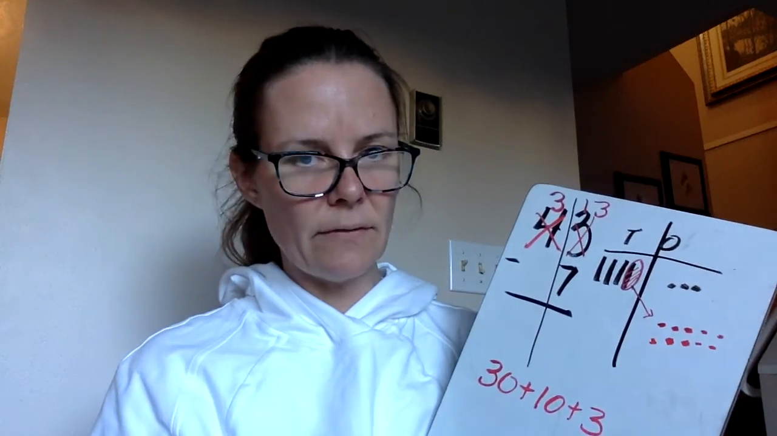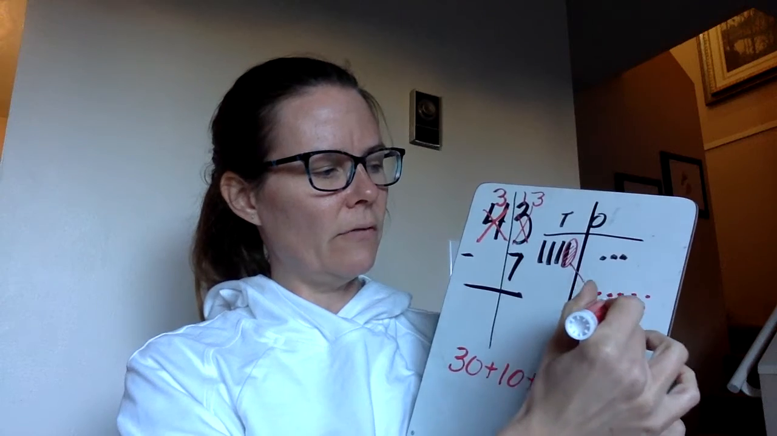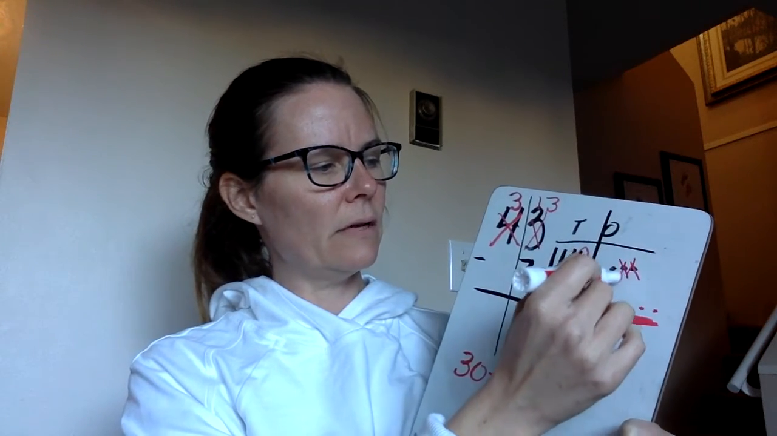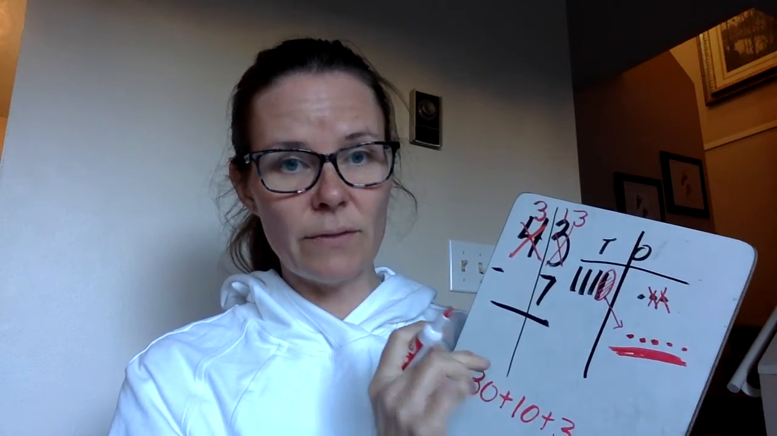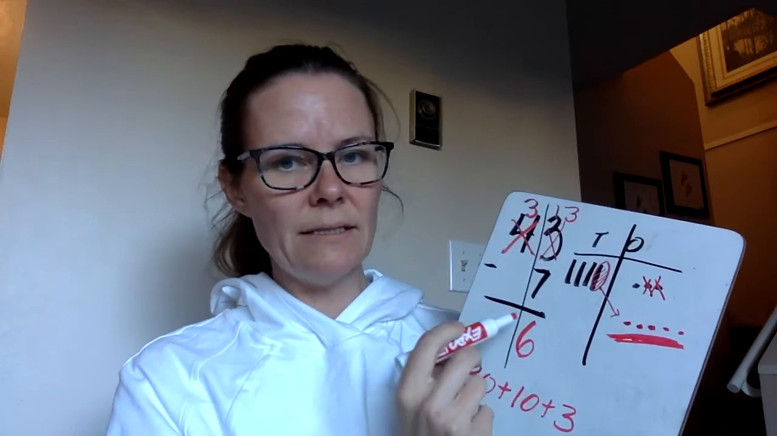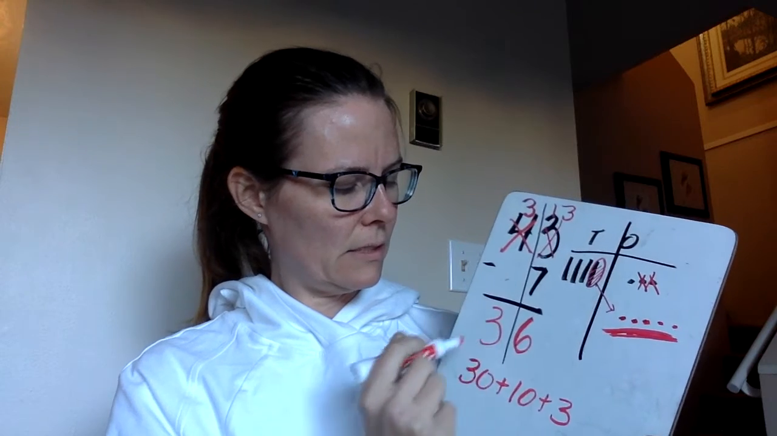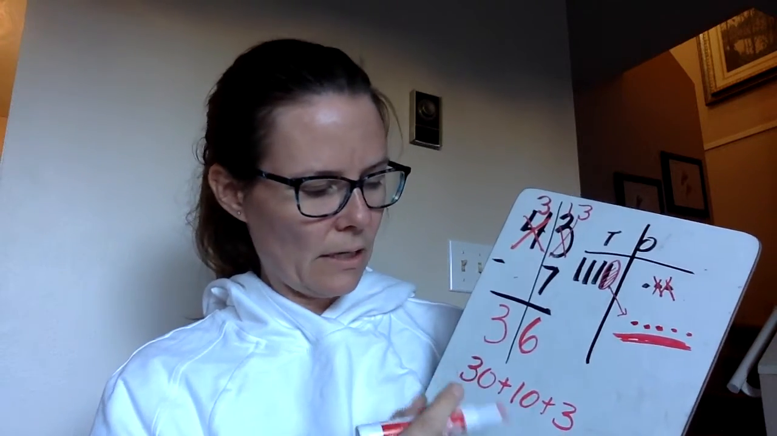13 take away 7. Now I can take away 7. So I know that's a line of 5 because I organized my picture that way. 6, 7. So now I have 5 plus 1 more left. 5 plus 1, 6. 6 left in my pictures. 3 tens, take away nothing, still 3 tens, and my answer is 36. Okay, and that's how that's done.